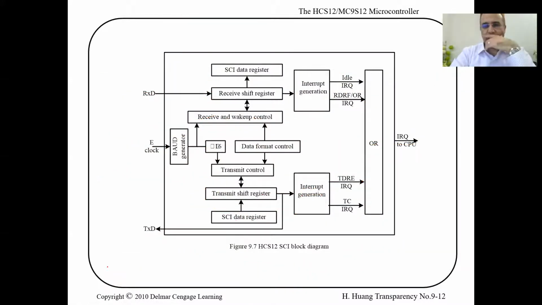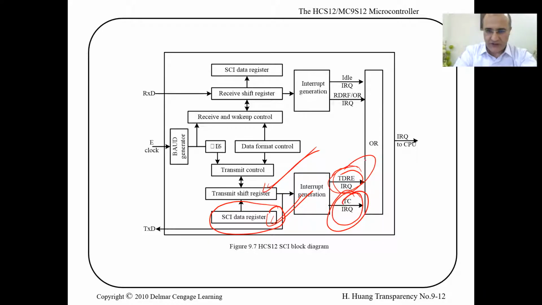In transmission, when you want to transmit, there is an interrupt that tells you that your data register is empty, and this is called the transmit data register empty interrupt. And there is another interrupt that can tell you that your transmission is complete. Meaning this is empty and this is empty, both are empty. So this interrupt will happen when both the shift register and the data register are empty. The data register empty interrupt happens when only the data register is empty.